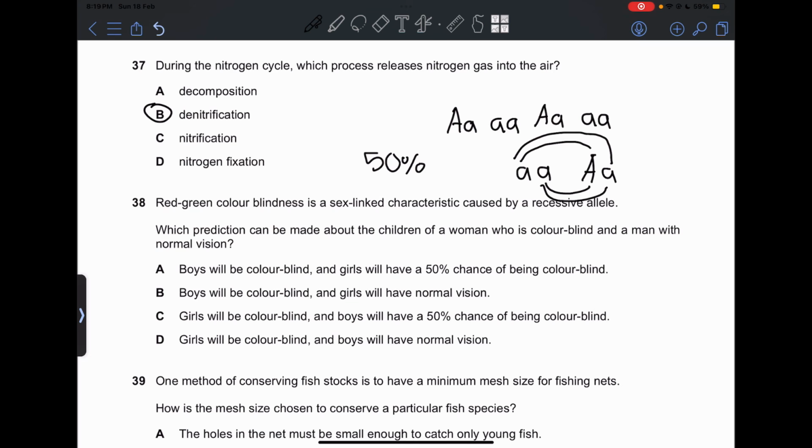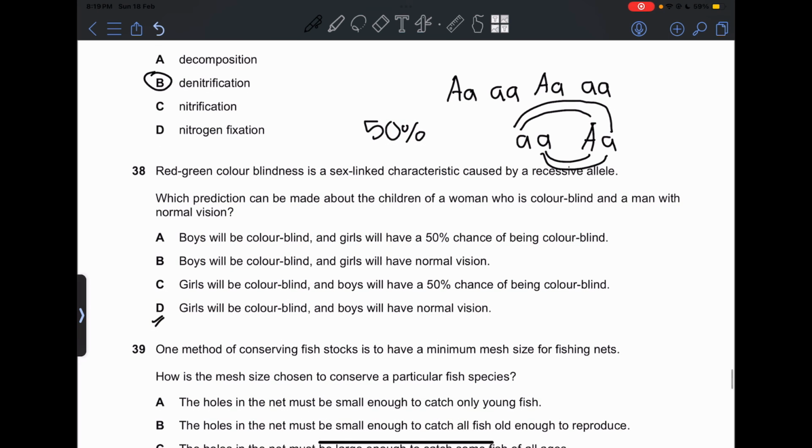B says the boys will be colorblind and the girls will have normal vision. So actually our answer is going to be B, because sex-linked characteristic, there's a higher chance of the boys being colorblind than the girls because the father is a carrier. So our answer is going to be B.